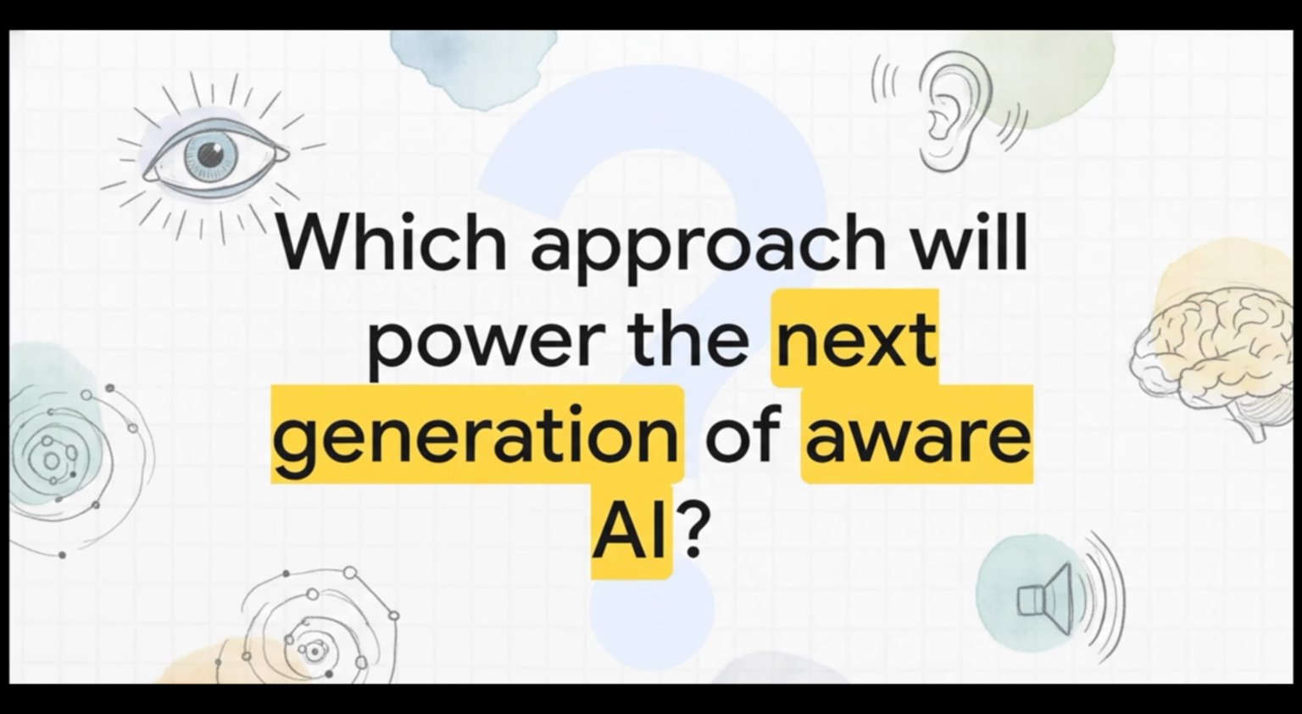And all this really leaves us with one big question. As our data becomes more and more complex, more visual, more auditory, the need for these kinds of systems is just going to explode. So the real question isn't just which approach is best today, but which one of these paths will ultimately lead us to the next generation of AI, one that can truly understand the world in all its rich, messy glory, just like we do.